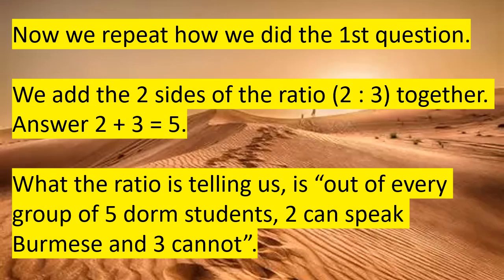So now we repeat how we did the first question. We add the two sides of the ratio, 2 and 3 together. So 2 plus 3 equals 5. What the ratio is telling us is out of every group of 5 dorm students, 2 can speak Burmese and 3 cannot.